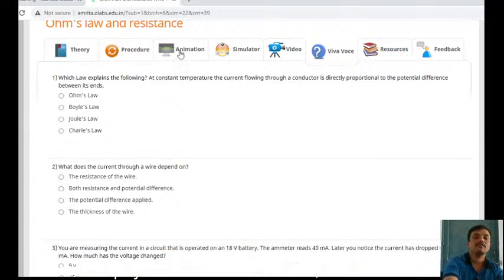You see here, first one, which law explains the following? At constant temperature, current flowing through a conductor is directly proportional to the potential difference. What is this law? Write in the chat box, students. Which law explains that current is proportional to the potential difference? Ohm's law, Boyle's law, Joule's law, Charles' law. What is that? Write in the chat box.